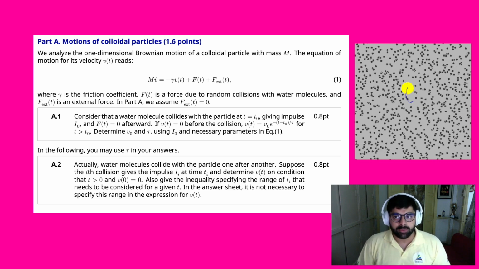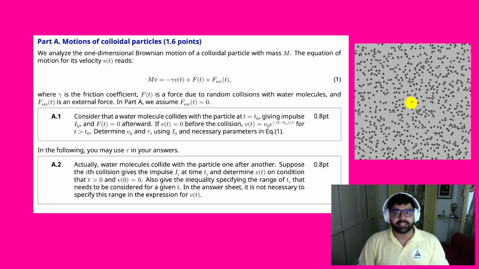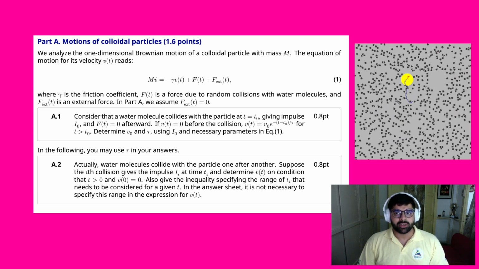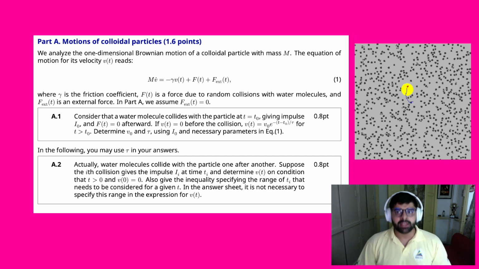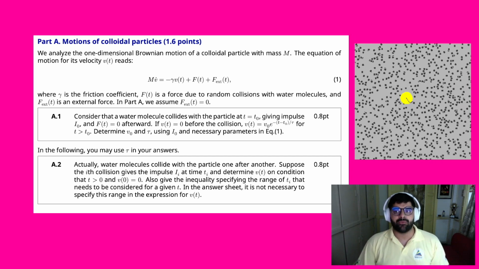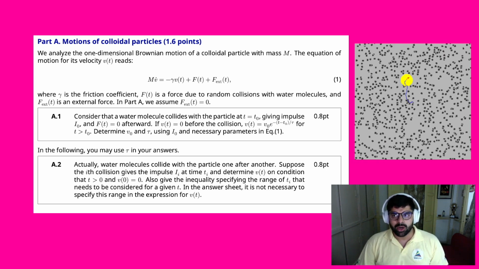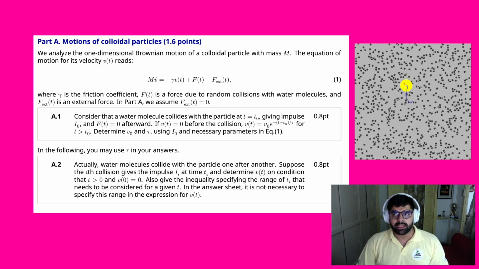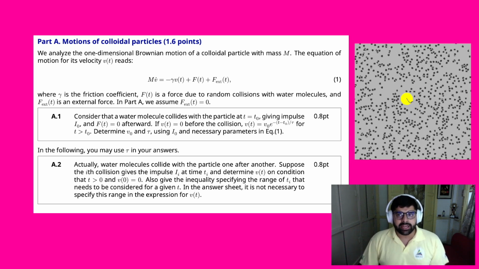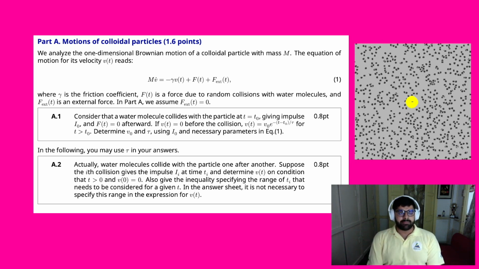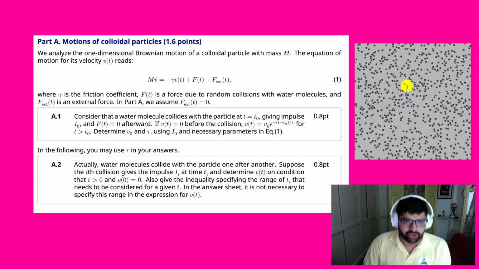Consider that the water molecule collides with the particle at t is equal to t naught, giving impulse I naught, and f of t is equal to 0 afterwards. If v of t is equal to 0 before the collision and v of t is equal to v naught e raised to the power minus (t minus t0) by tau for t greater than t naught, determine v naught and tau using I0 and necessary parameters in equation 1. All right, so let's attempt the solution.